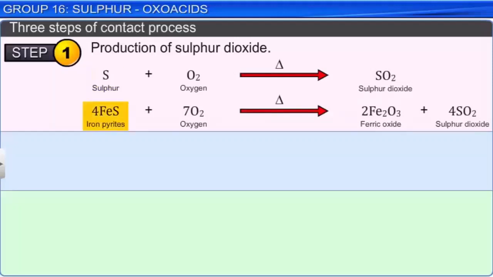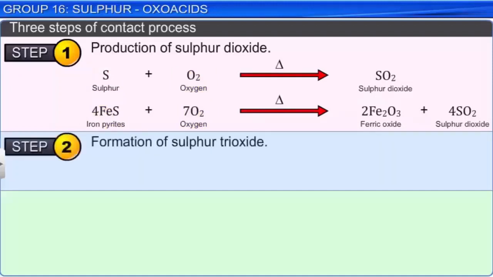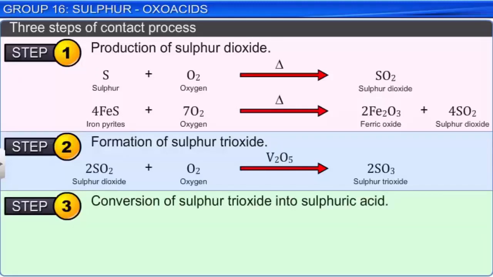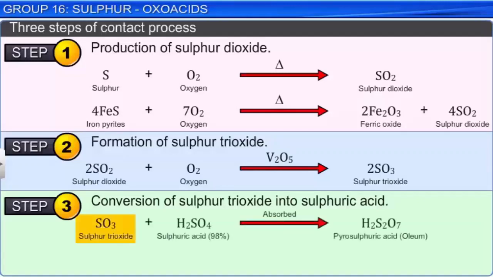The second step is the formation of sulfur trioxide. Sulfur dioxide is oxidized to sulfur trioxide with atmospheric oxygen in the presence of vanadium pentoxide as catalyst. The third step is the conversion of sulfur trioxide into sulfuric acid. The sulfur trioxide formed in the second step is dissolved in 98% sulfuric acid to give pyrosulfuric acid or oleum. Oleum is then diluted with water to give sulfuric acid of the desired concentration.